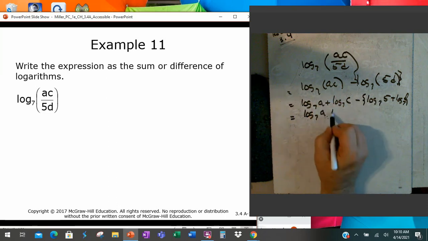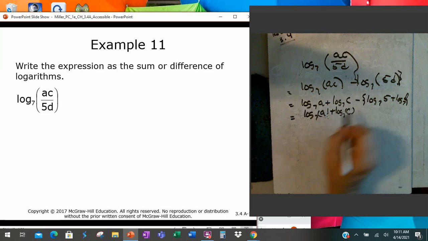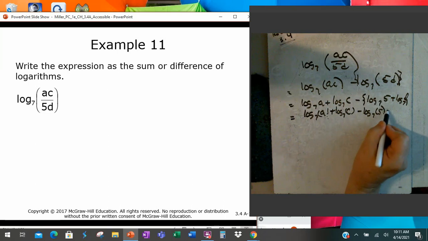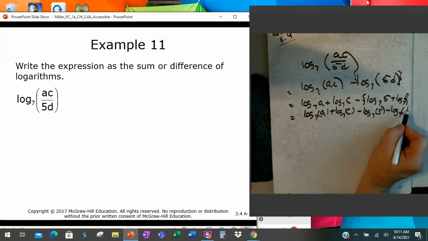I can't do anything here. Log base 7 of c, I can't do anything there. Here, I subtract off each piece of it. And that's d. Like that.